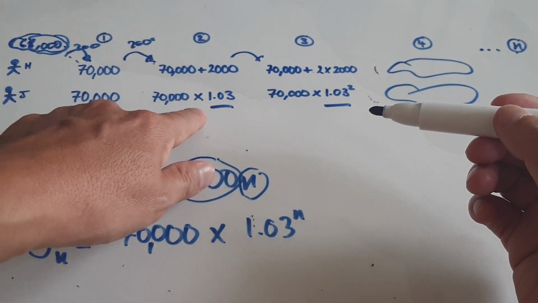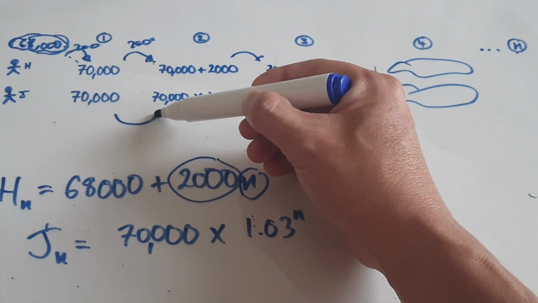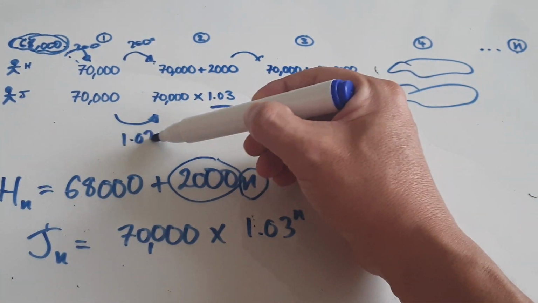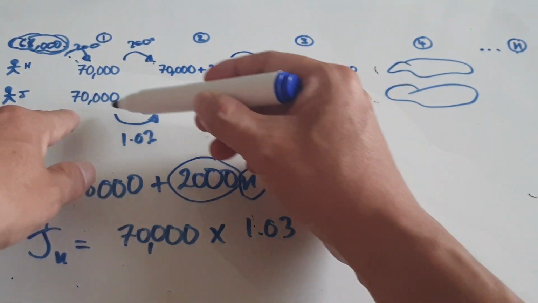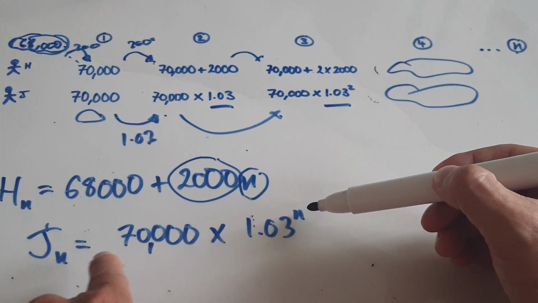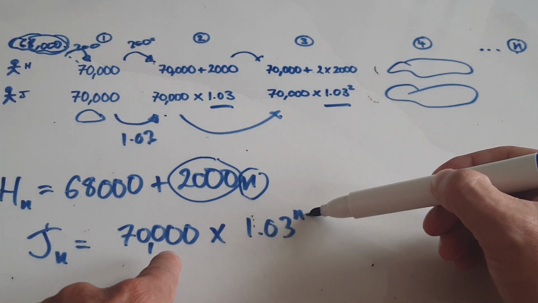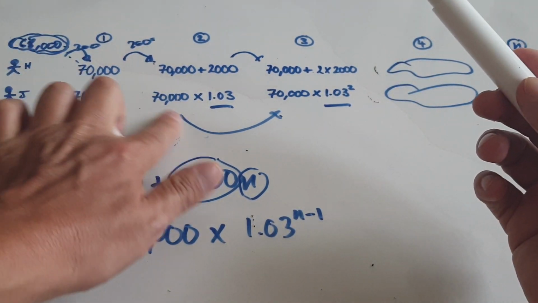Look what happens when n is, let's say, 2. When n is 2, you only times 1.03 once. When n is 3, you times it twice. So you start here, you times it once, you times it twice. So really, to get this to work, you need to minus 1 here. It's always 1 less. And let's try and understand why it's always 1 less.